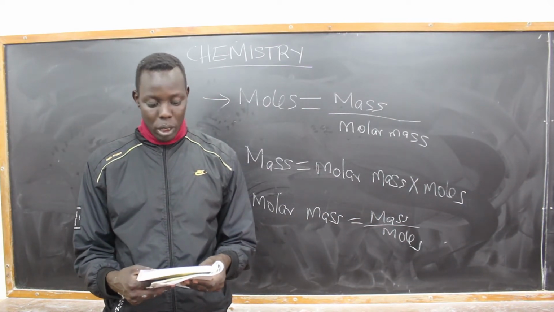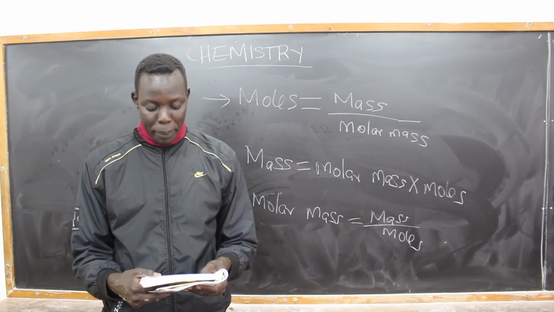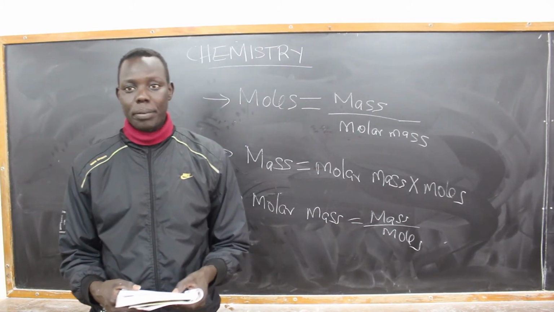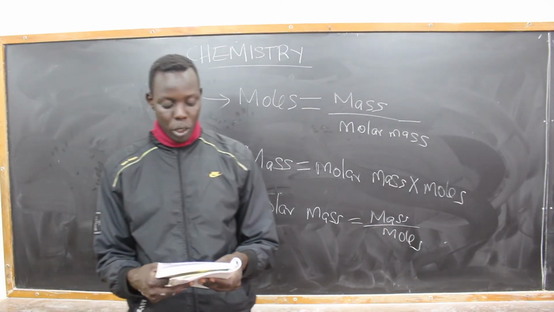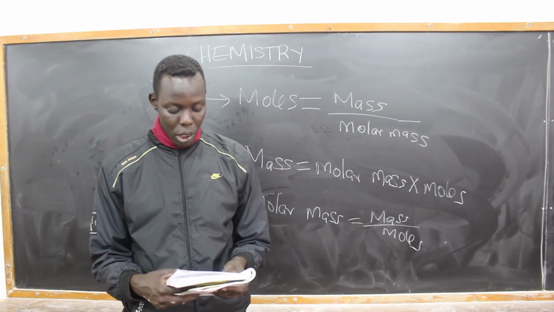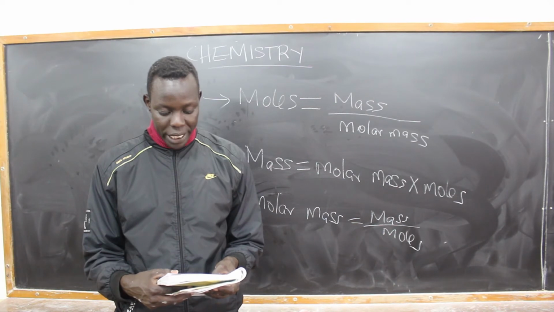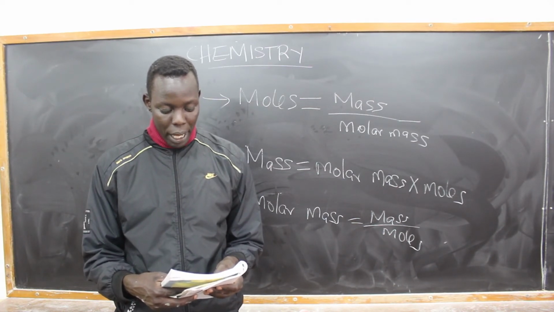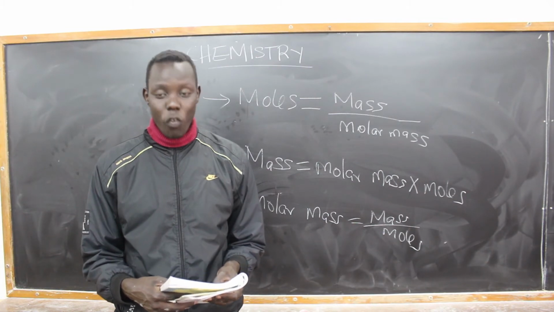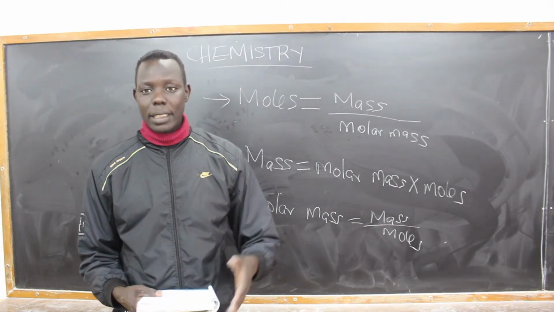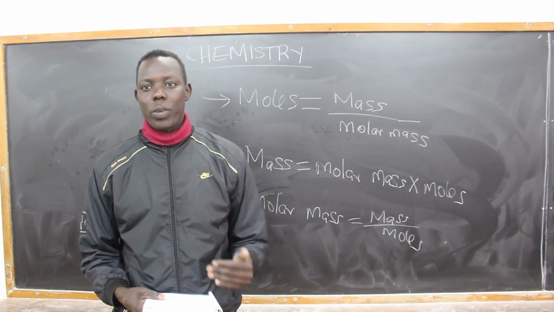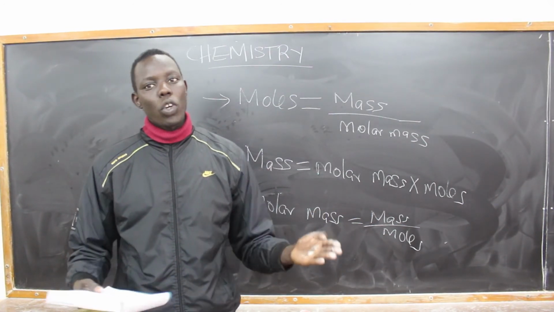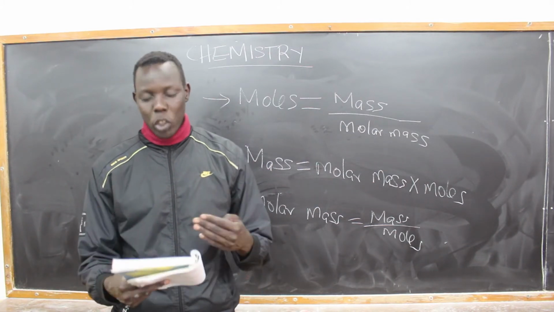Another question: what mass of oxygen atoms would you expect to contain the same number of atoms as 6 grams of carbon? A very nice question. I just give the way forward on how you can work with it. You have been given 6 grams of carbon. First of all, go ahead and calculate the number of atoms in 6 grams.